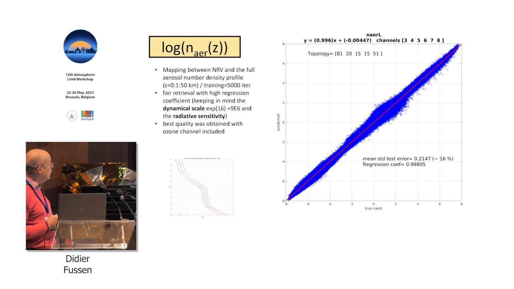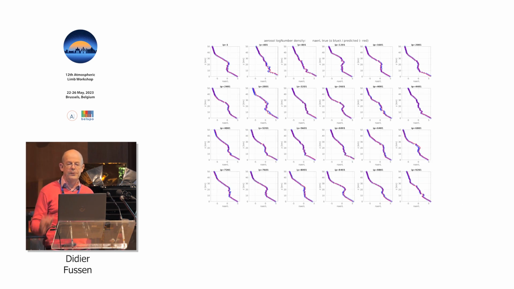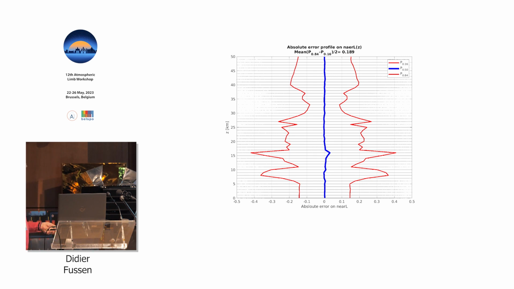And here also we have a regression which is about 15 to 20% on the log of the densities, which is about 20% on the densities. And this is a typical example of a profile that we retrieve of the number density, not always perfect, but mostly satisfactory within 20%. And the error is spread rather uniformly between 0 and 50 kilometers.